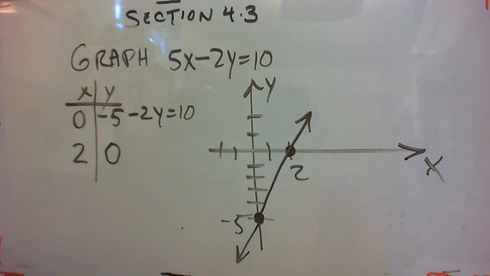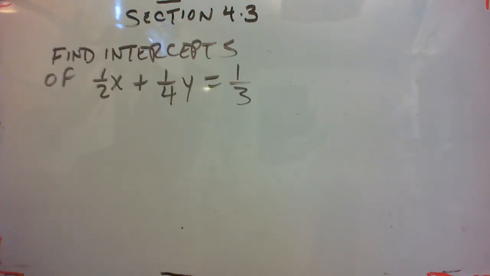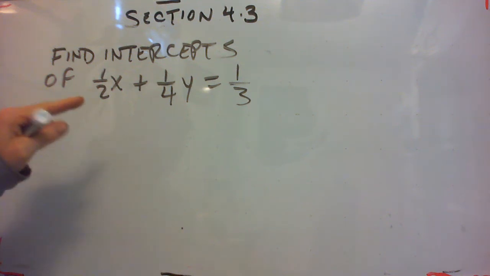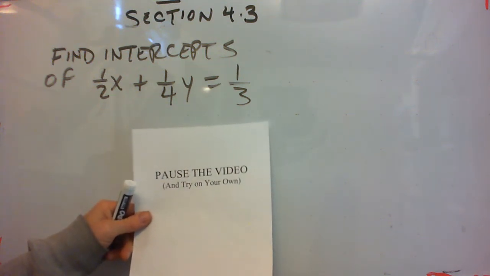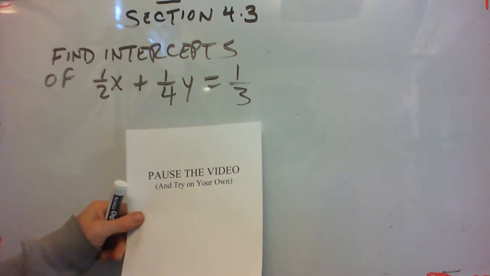Sometimes you have a negative involved. And I don't want to make this video too long, so I'm going to go to one more you try, like number 8 of the homework, and people tend to have problems with this. So let's go to one like that. Okay, I want you to find the intercepts of 1/2 x plus 1/4 y equals 1/3. We're not going to graph this, but just find the intercepts. So pause the video and try this on your own.